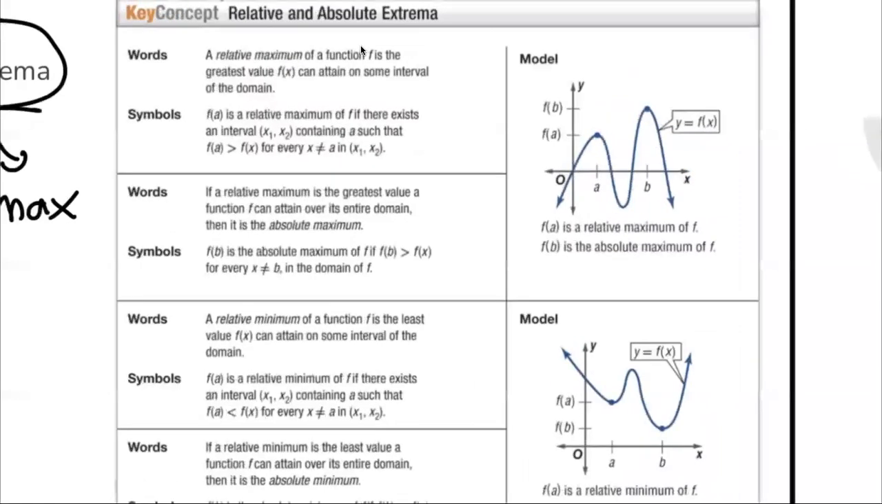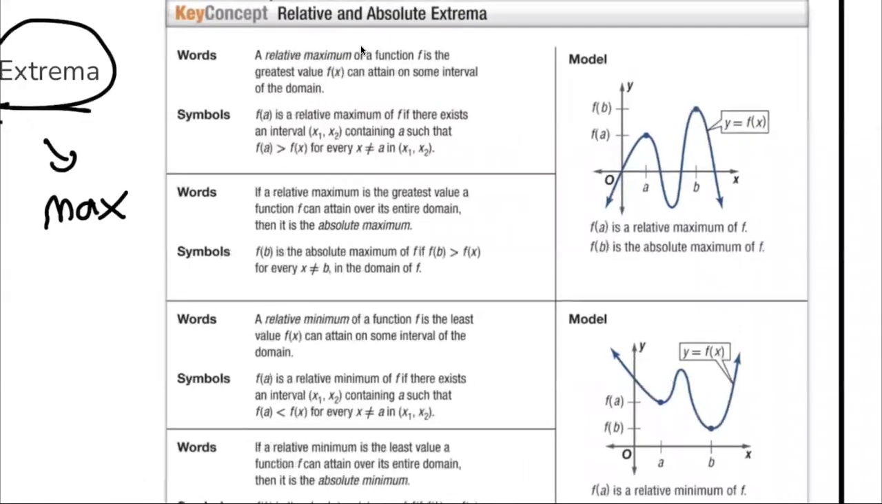Let's look at the definition of relative and absolute extrema. Let's first look at what a relative minimum is. A relative minimum of a function f is the greatest value f of x can attain on some interval of the domain. Okay, let's look at this example. They're given a polynomial function, right?